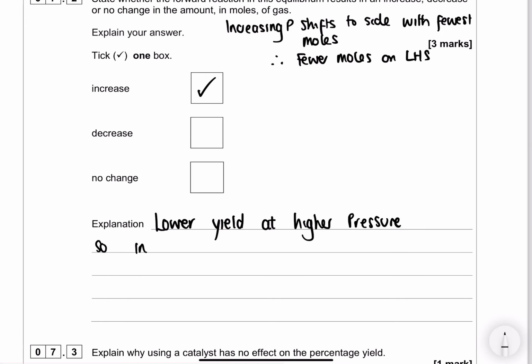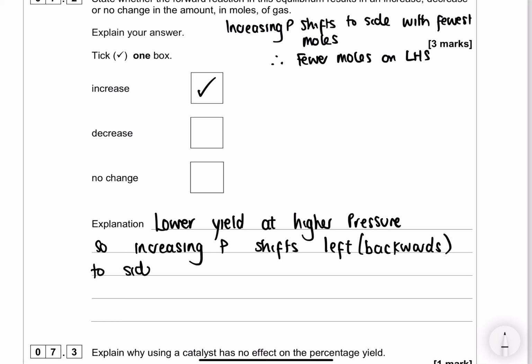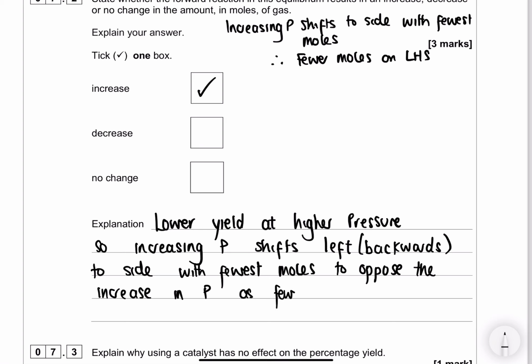So we can just write down the things that we wrote above when we were thinking it through. Increasing P shifts left or backwards, to the side with fewest moles, to oppose the increase in P, as fewer moles exert less pressure.